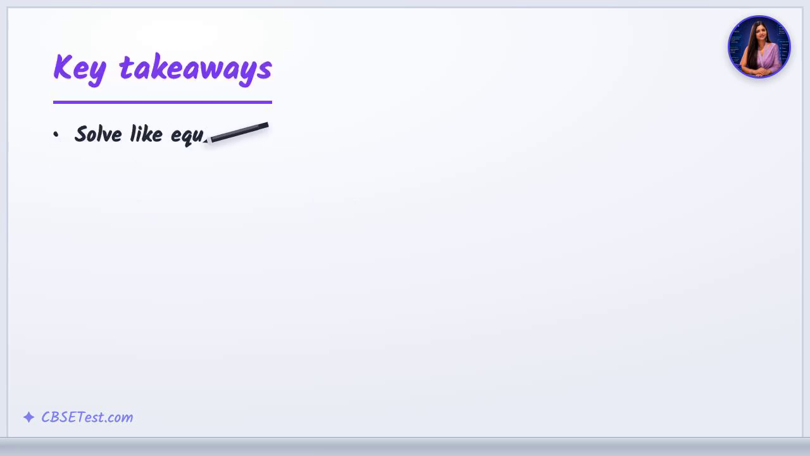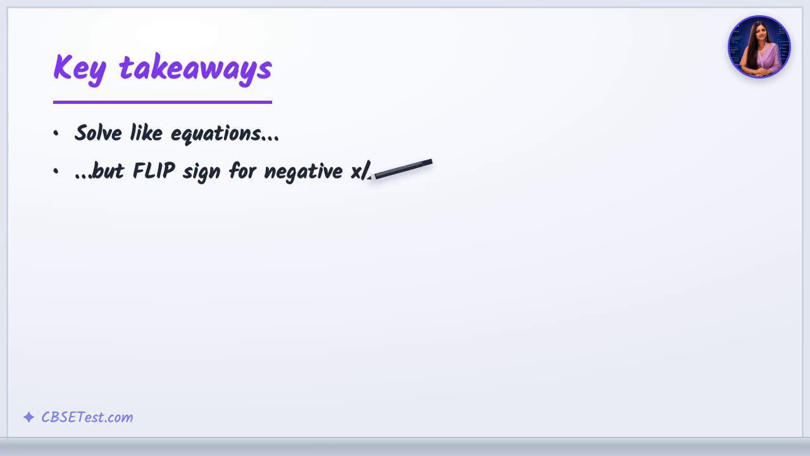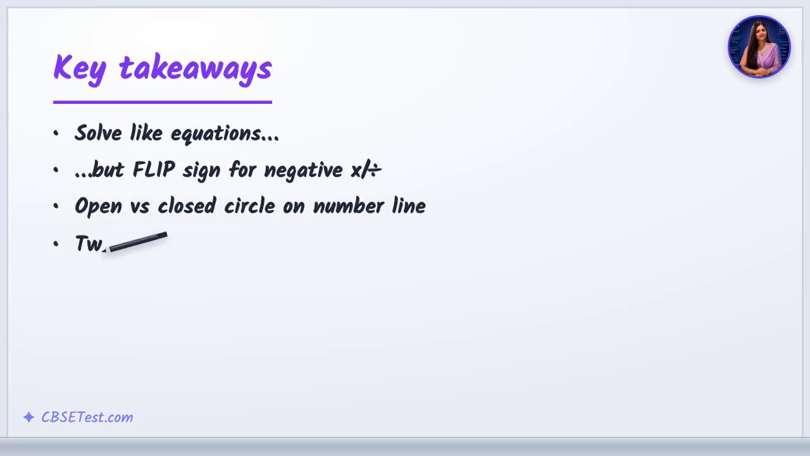To recap, solve inequalities much like equations, but flip the sign when multiplying or dividing by a negative. Use open or closed circles on the number line, and in two variables, you shade a half-plane.